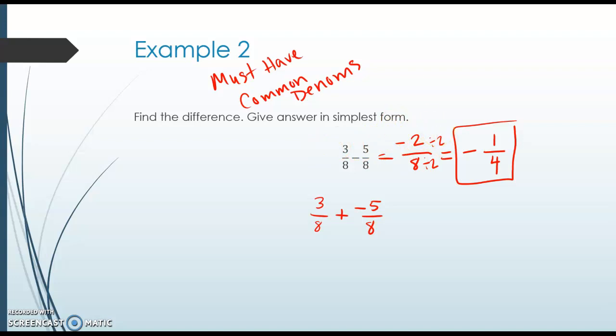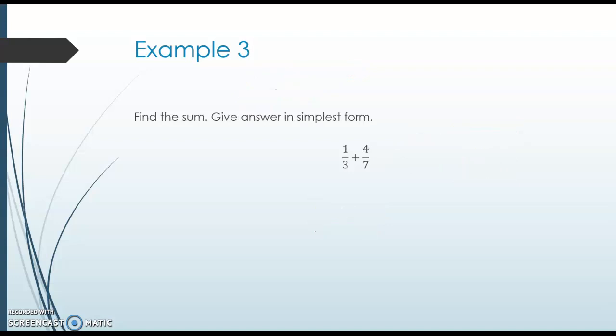Okay, so that's if we have common denominators. What if we are not given common denominators? So for unlike denominators, we have to find the LCD. So that's our least common denominator.